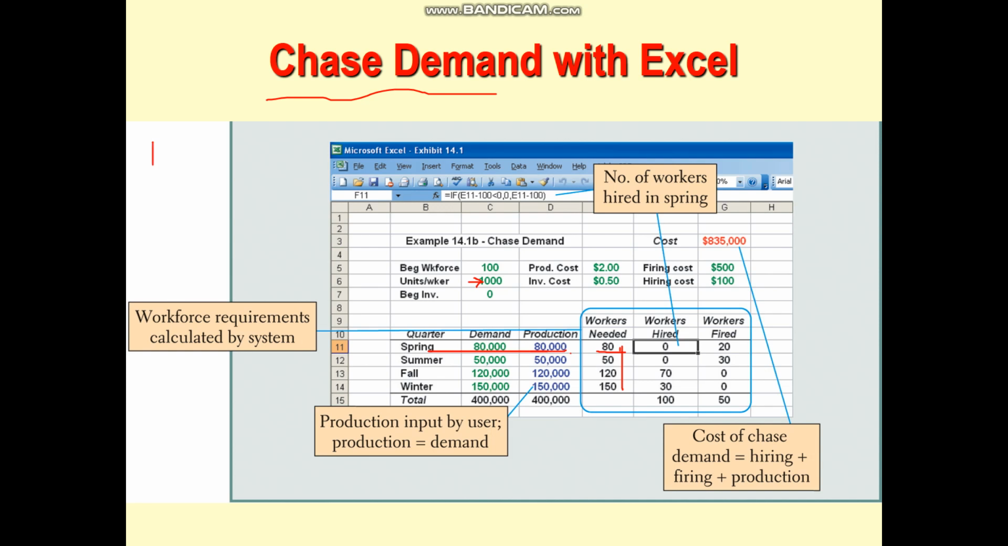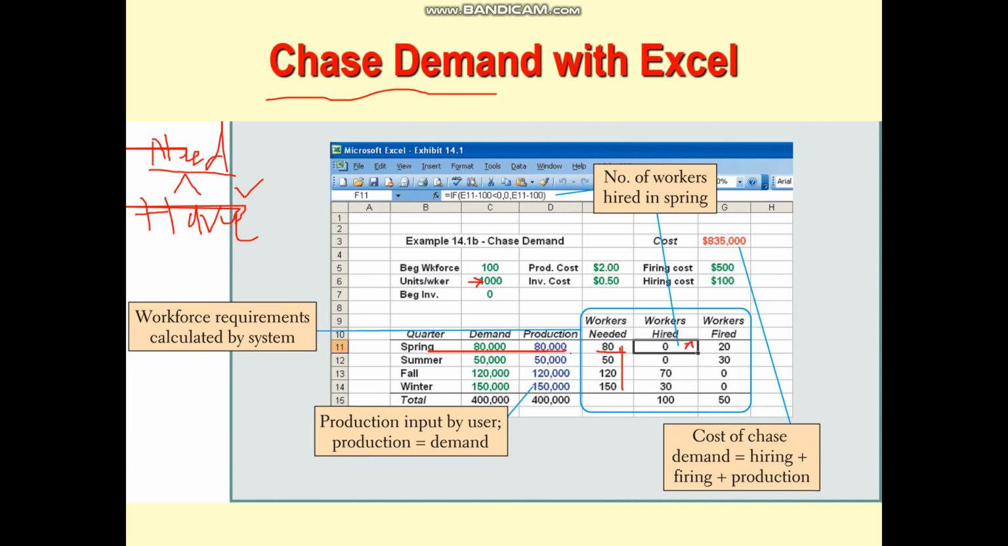So we have to see what we need and what we have. If what we need is smaller than what we have, we fire someone and we don't hire anyone. However, if what we need is larger than what we have, we hire someone and fire no one. Okay, so I will input the IF function for this cell.